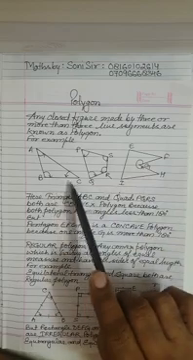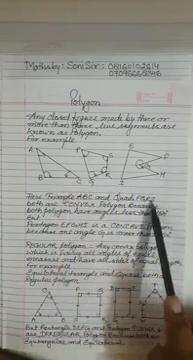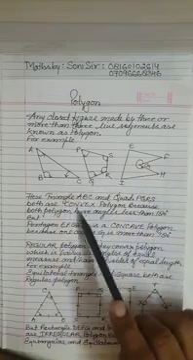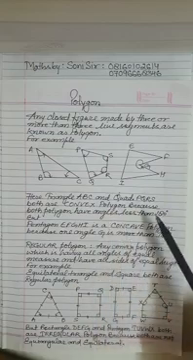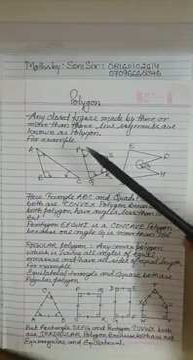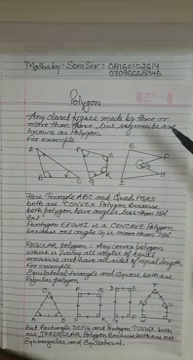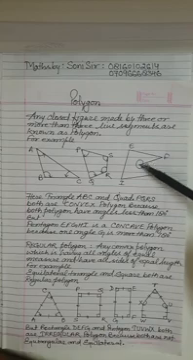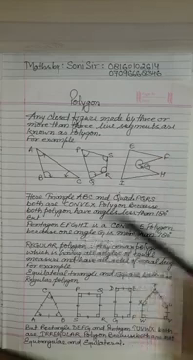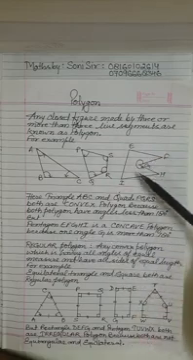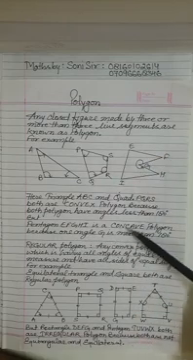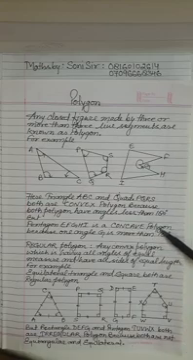Here, triangle and quadrilateral PQRS are known as convex polygons because every angle of these two figures is less than 180 degrees. And in this pentagon, if I look at this angle G, it is more than 180 degrees. So if one angle of any figure is more than 180, then it is known as a concave polygon.